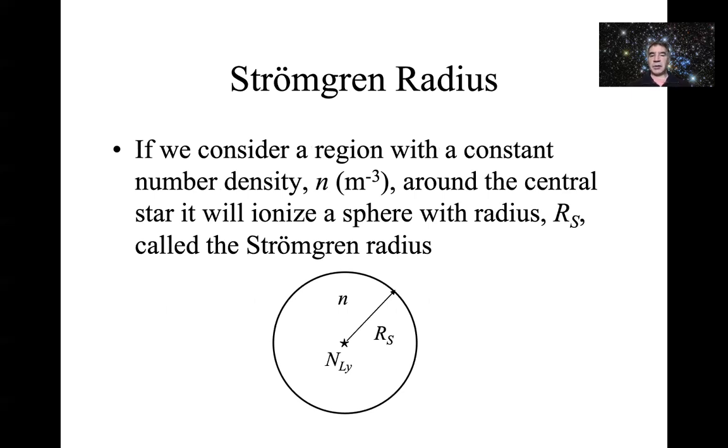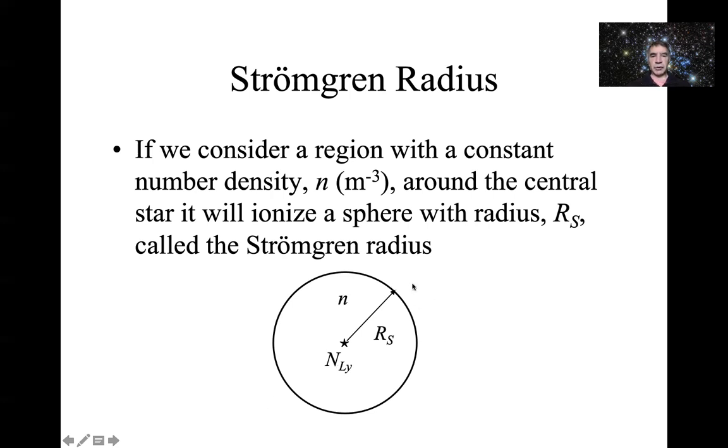So let's work towards writing down an equation for that initial size. That initial size is referred to as the Stromgren radius, after the German astronomer who first worked this out. And so we're going to just assume some very simplifying conditions here. Let's assume that our star is in the middle of a constant density medium. Okay, so it's got a constant number density that doesn't change with distance from the star. That is not true in reality, but it makes this easy.